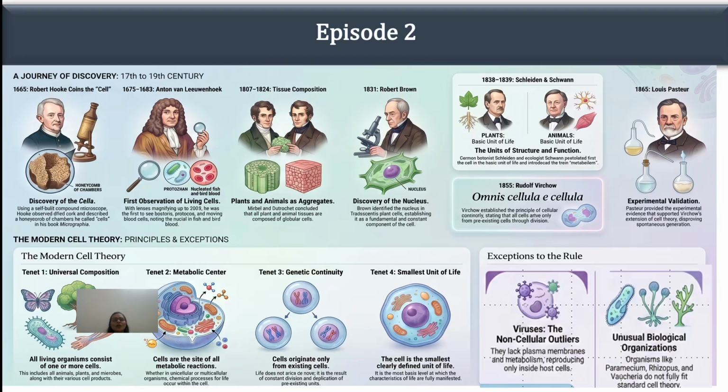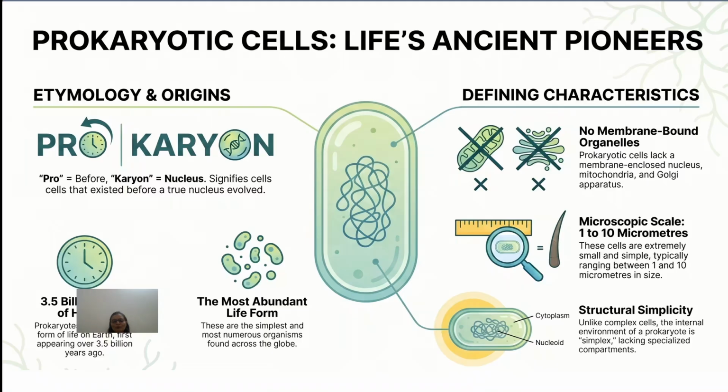In episode 2, we discussed the cell. The cell is the basic unit of structure and function of all living organisms. We discussed the journey of discovery from Robert Hooke to Rudolf Virchow, and the various cell theories or principles of the cell that various scientists gave, which we already discussed in the previous episode. So let's start with episode number 3. First we start with the prokaryotic cell.